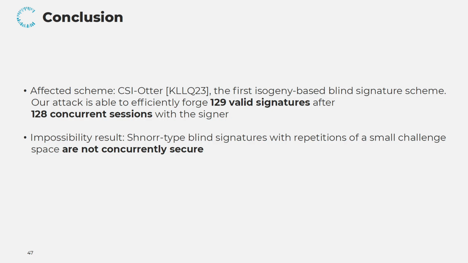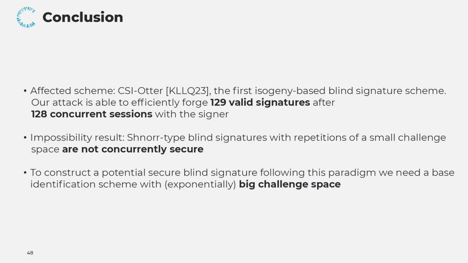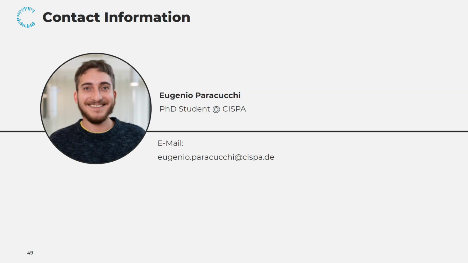To sum up, we have seen basically an impossibility result on Schnorr-type blind signatures. Parallel repetitions of a small challenge space are not concurrently secure. So while parallel repetitions work for the Fiat-Shamir transform, they do not work for blind signatures. However, the last thing I want to say is that if one hopes to construct a potentially secure blind signature scheme following this paradigm, one must start with base identification schemes with an exponentially big challenge space. So this is all, and thank you very much for the attention.